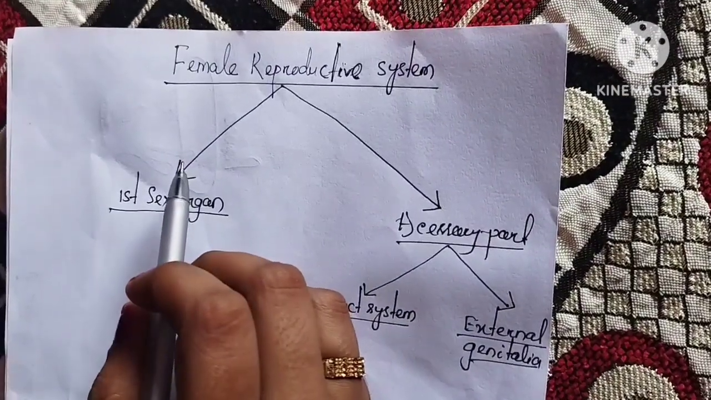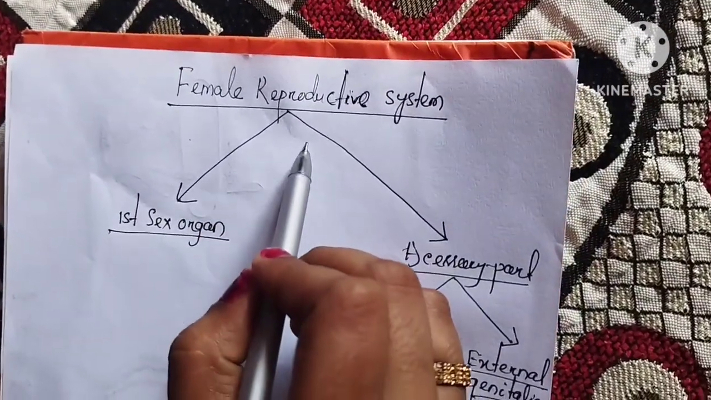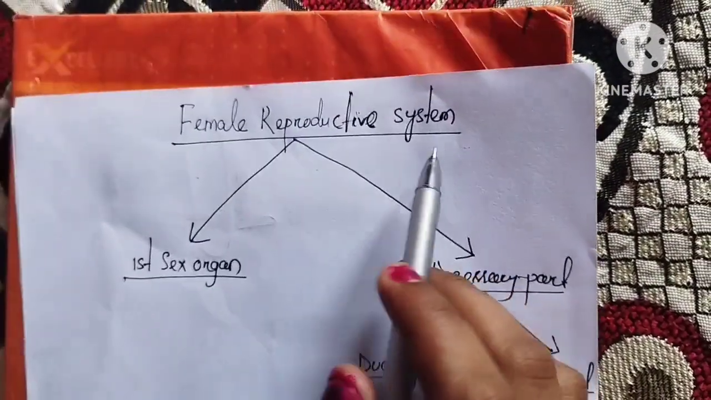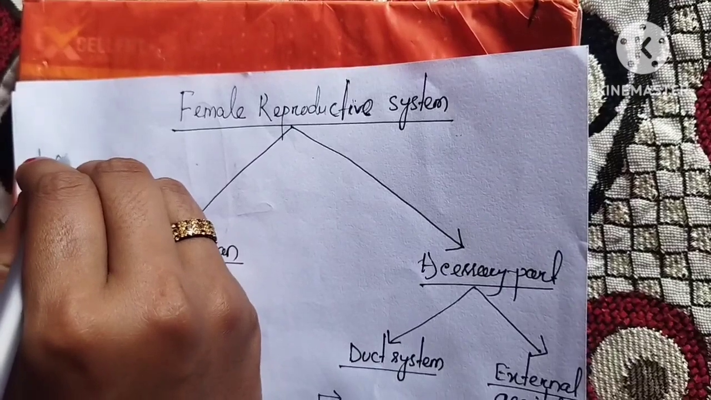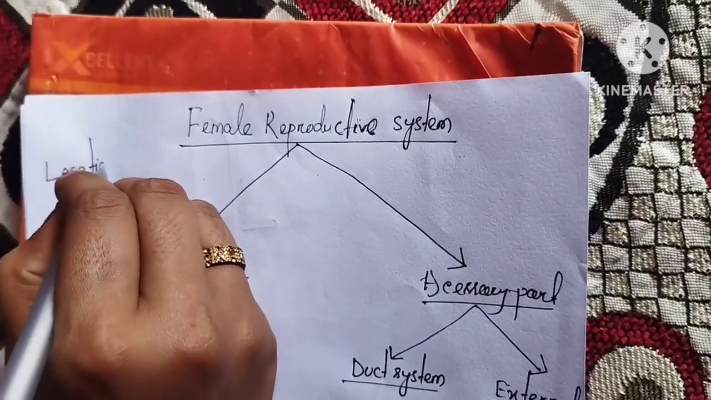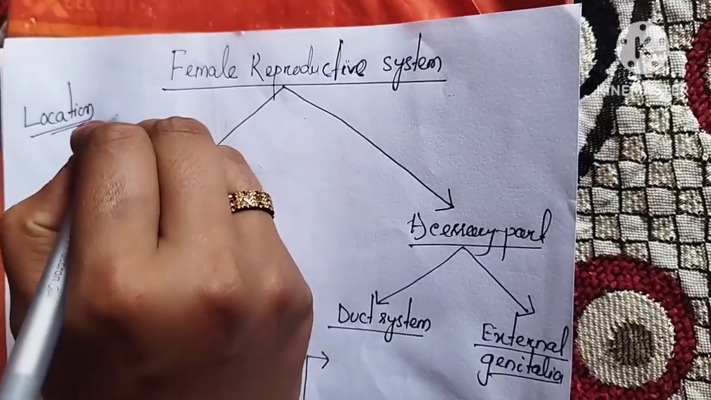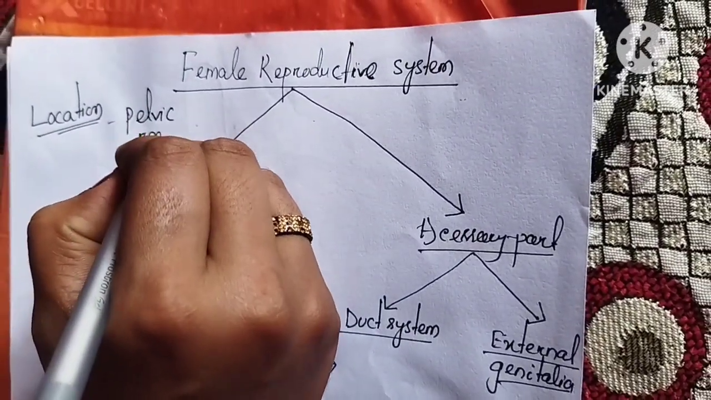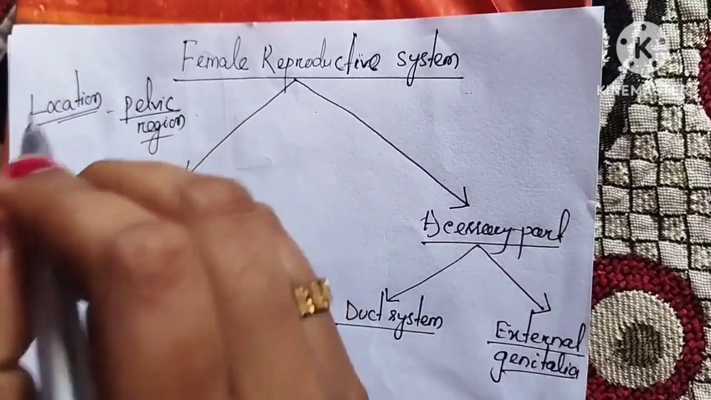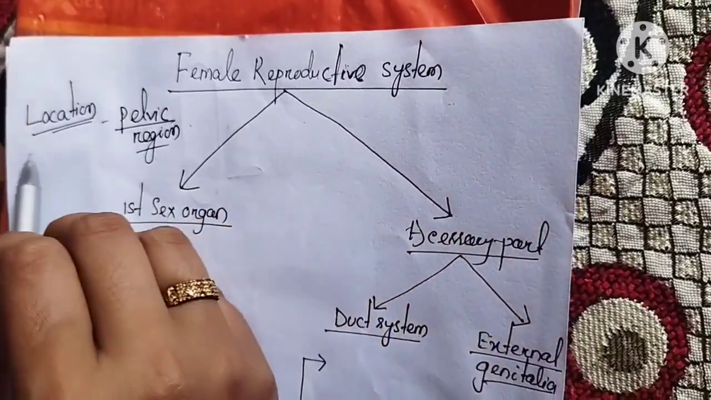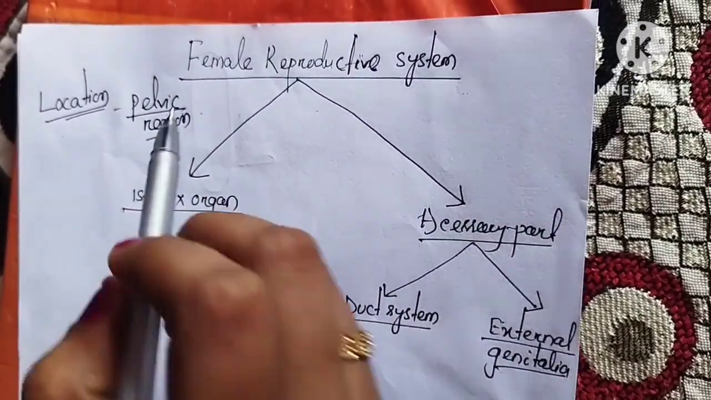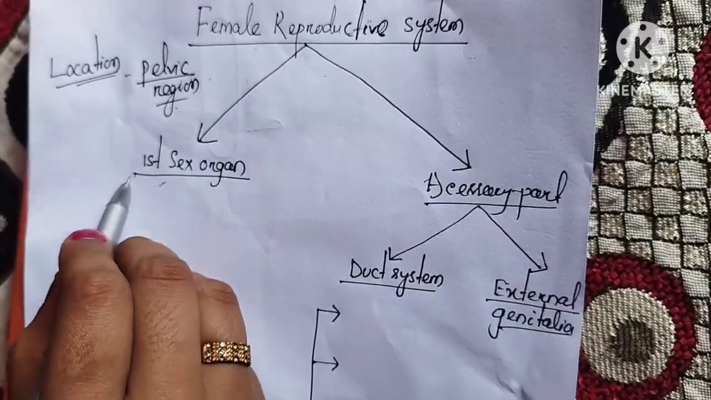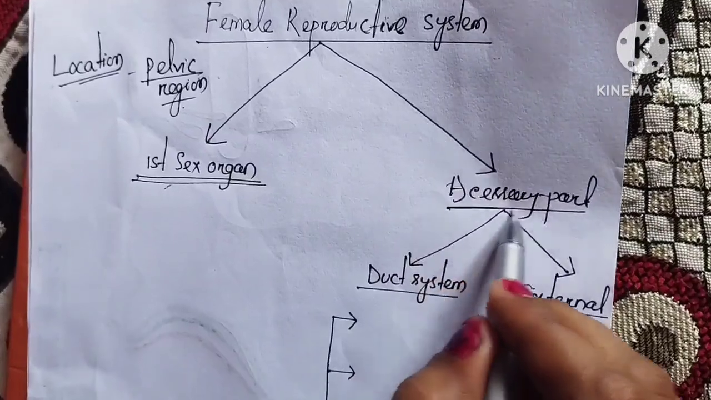Today I will discuss the female reproductive system. Its location is in the pelvic region. The female reproductive system has the first sex organ and the accessory parts.